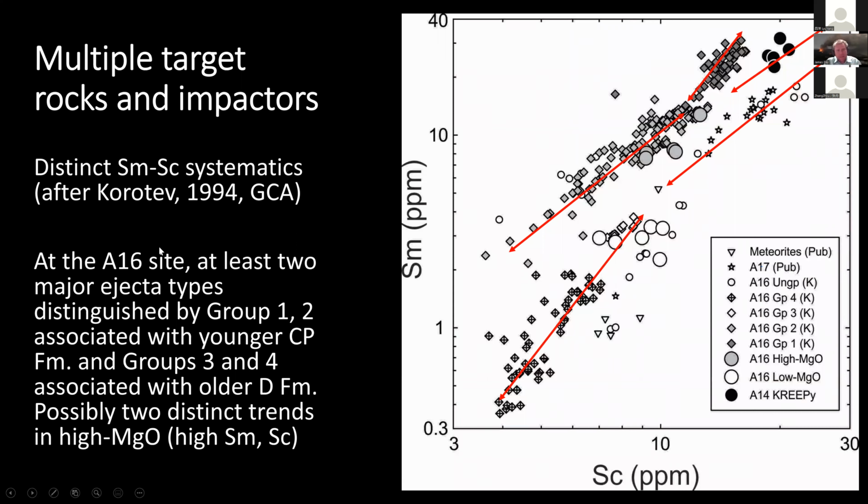At the Apollo 16 site, there are at least two major ejecta types distinguished by group 1 and 2 and by group 3 and 4. These are the Cayley Plains and the Descartes formation. They're telling us something very important about the mechanisms of how these impactites were placed on the surface of the moon.